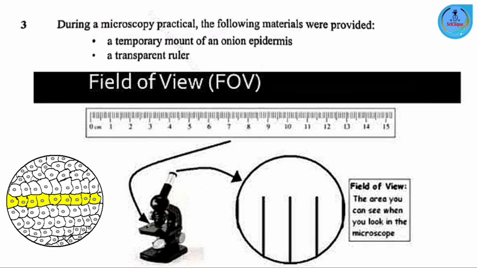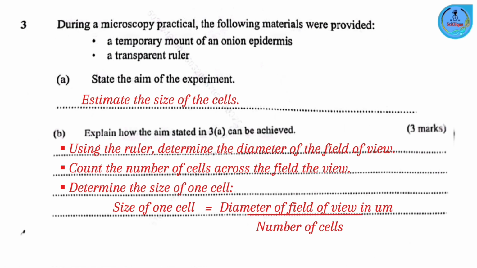Next, you're going to count the number of cells along the diameter of the field of view. So for example, over here, you're going to count the number of cells from this end to that end. How many cells do we have? There you go. Okay, so this is just an example. The number of cells can differ depending on the specimen that is used. Now the last step, this is whereby you will estimate the size of one cell by using the following formula. So the size of one cell is given by the diameter of the field of view, in micrometers, over the number of cells. And there you go.